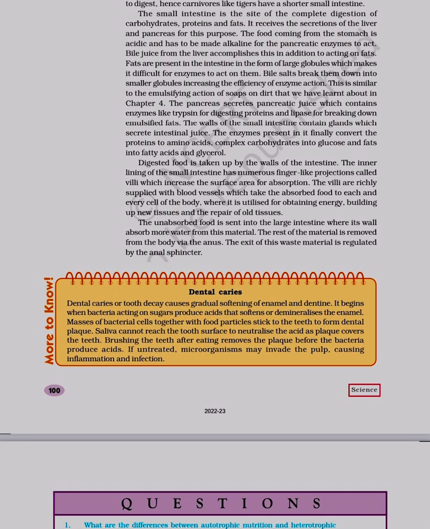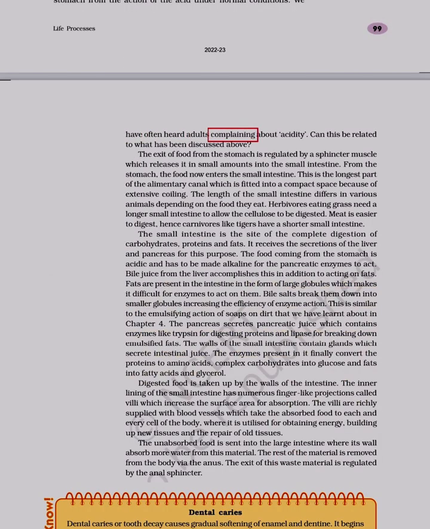Have you often heard adults complaining about acidity? Can this be related to what has been discussed above? The exit of food from the stomach is regulated by a sphincter muscle which releases it in small amounts into the small intestine. From the stomach, the food now enters the small intestine. This is the longest part of the alimentary canal which is fitted into a compact space because of extensive coiling.